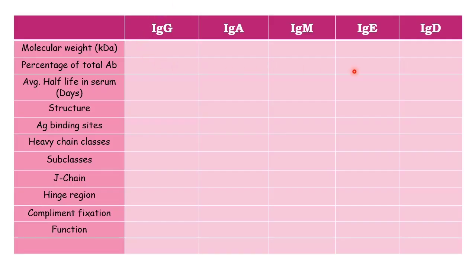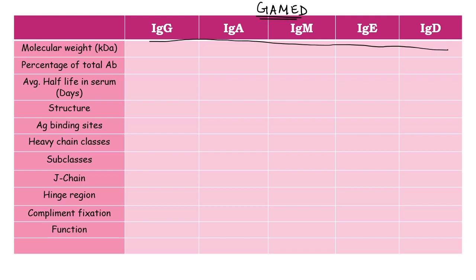These are the 5 different classes of immunoglobulin and these are the different characteristic features that we will discuss one by one. Before starting, I would like to tell you that whenever I used to memorize this table, I would always write the names of these immunoglobulin in the sequence GAMED, gamed. Because there are several characteristic features.